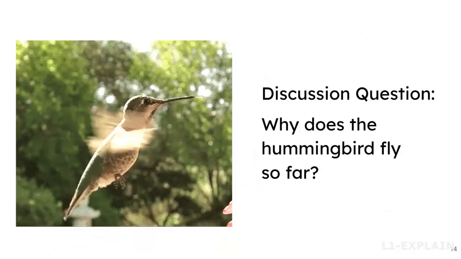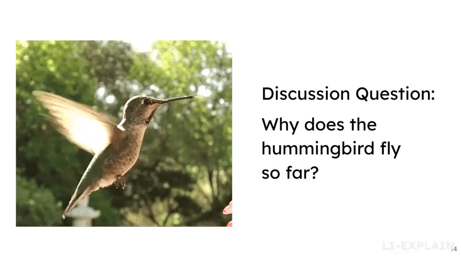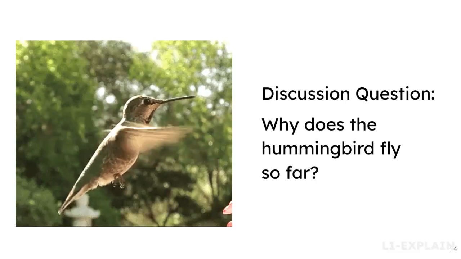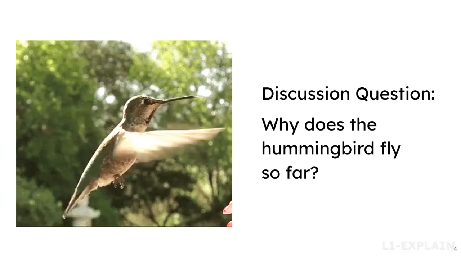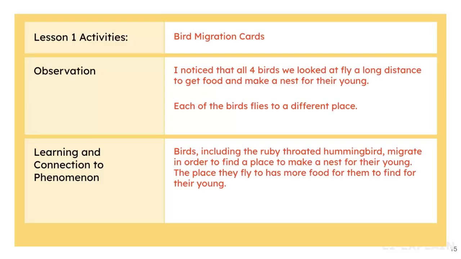In the Explain portion of the lesson, students will engage in a class discussion. You'll invite them to gather and analyze their observations around the bird cards and migration. You'll use the provided questions to guide the discussion around why does the hummingbird fly so far? The goal of this class discussion is to analyze student data and identify similarities and differences between the birds on the cards. You will use the discussion to create the Lesson 1 summary chart. From the discussion, students should understand that the birds migrate in order to find a place to make a nest and find food for their young.